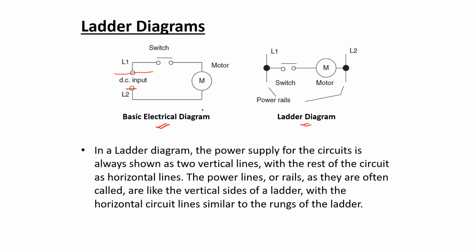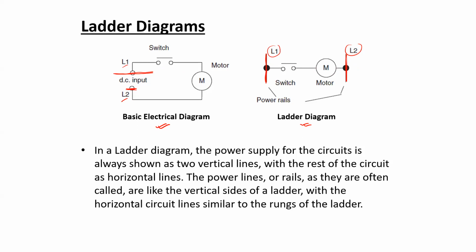In a ladder diagram, the power rails, or the terminals where the power has to be given, are represented by vertical lines as shown over here. And in between those vertical lines, denoted here as L1 and L2, the rest of the circuit components have to be placed. So here we only have a switch in series with a motor. So a switch and a motor can be connected in series in between these two power rails.